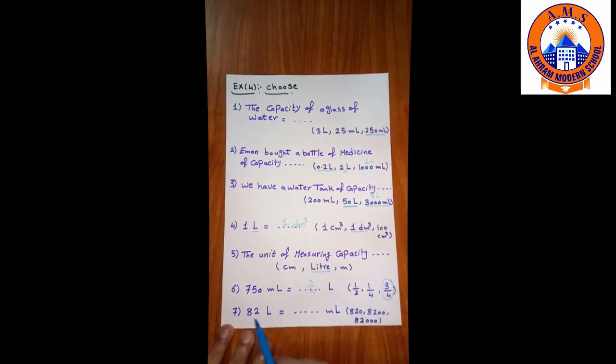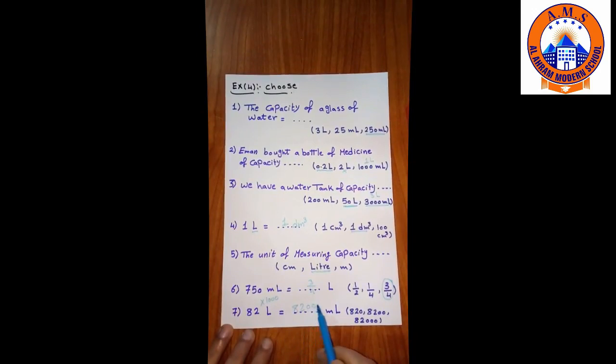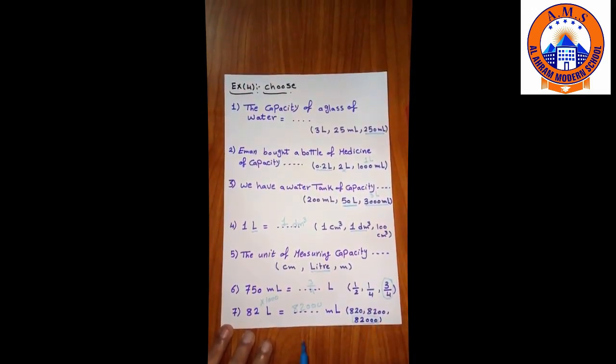The last question, we have 82 liters equal what in milliliter? We change from liter to milliliter, we multiply by 1000, so it will be 82,000 milliliter. So I will choose the last one, 82,000 milliliter.